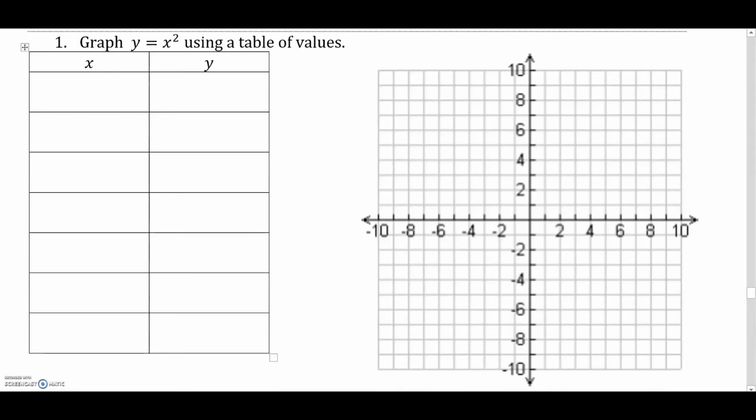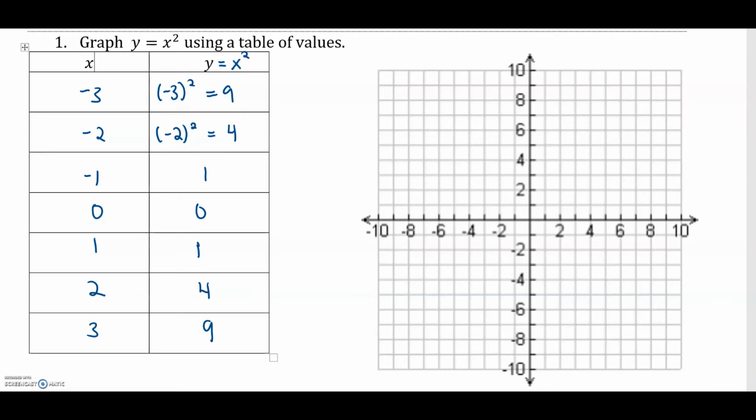Examining this function, we can look at a spread of values from -3 up to +3, all by increments of 1. Calculating the corresponding y values, remember that y is equal to x squared, so we have -3 squared, which is 9, -2 squared, which is 4, then we get 1, 0, 1, 4, and 9.